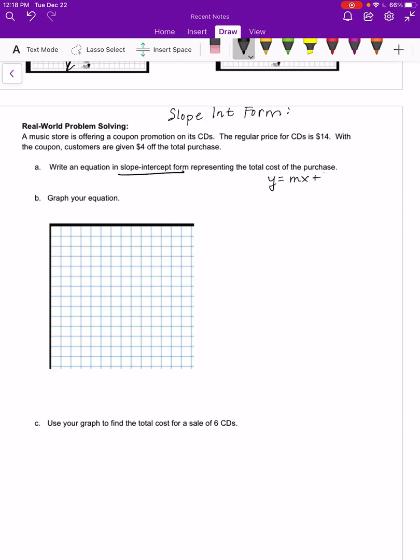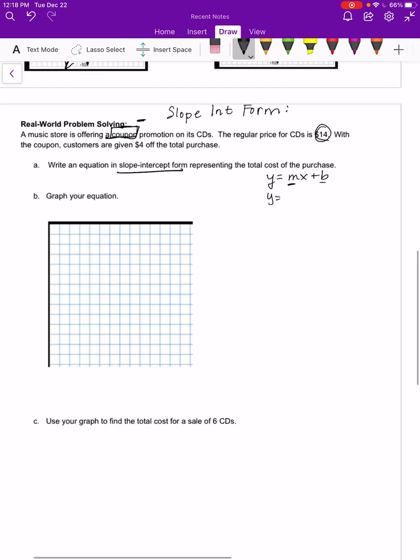So y equals mx plus b. So y equals the total purchase. My slope and my y-intercept is kind of what I'm looking for. So it says a music store is offering a coupon promotion. Well, a coupon usually does what? It usually takes money off. So it's a subtraction. The regular price for CDs is $14. With the coupon, the customers are given $4 off. So there's that off too, which would be a subtraction.